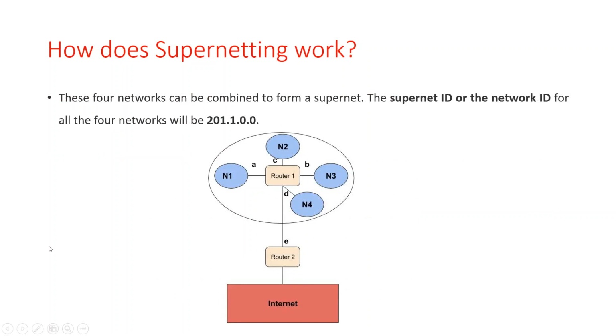So here we have router 1, N1, N2. These four networks, A, C, B and D, are connected to this router 1, and this router 1 is connected to router 2, and router 2 is connected to the internet. Okay, so this is supernetting, because for this router 1 we are getting the same supernet ID, that is 201.1.0.0.